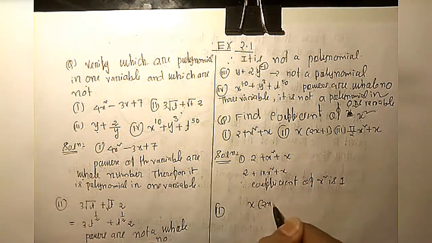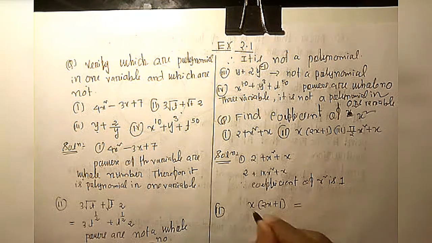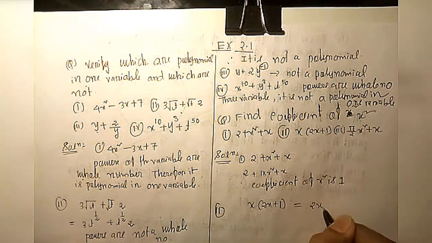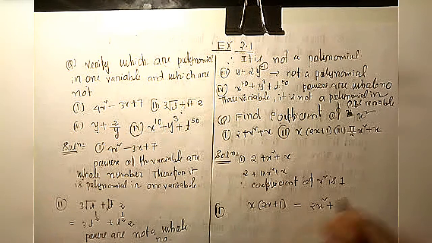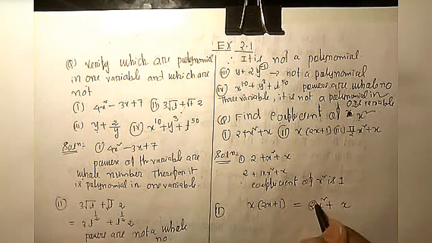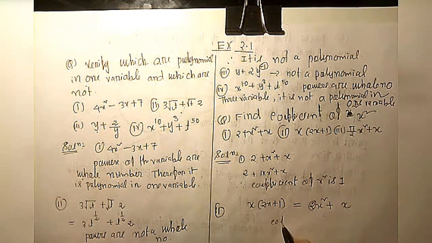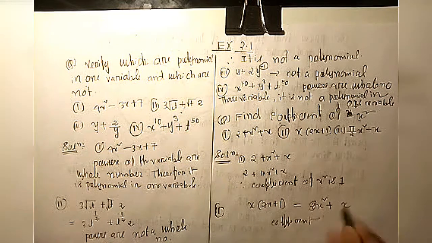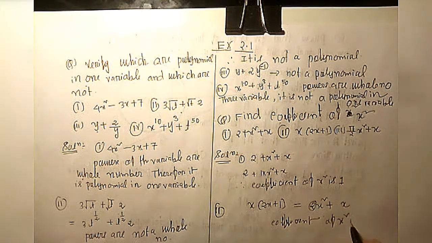Roman 2, x into twice x plus 1. So, x into twice x is 2x square, plus x into 1 is x. So, what is the coefficient? 2 is attached with x square, so the coefficient should be 2.